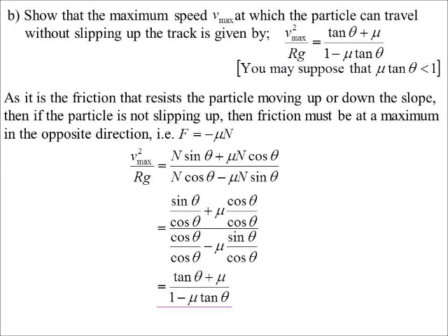And so sine on cos becomes tan, cos on cos becomes 1, and then on the bottom, cos on cos is 1, sine on cos is tan, and we've got the expression that we're looking for. So really, all that was involved in this question was substituting in for F, but realising it was minus mu N we were substituting in, not positive mu N. Now, if mu is greater than or equal to tan theta, the particle will not slide down the track regardless of its speed. This is what we now have to prove.